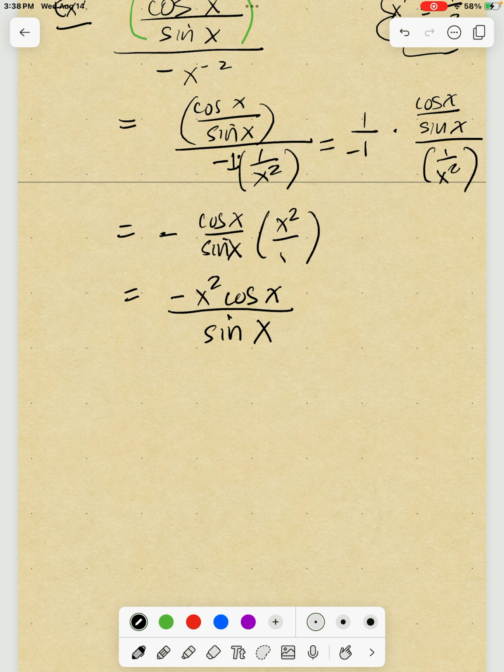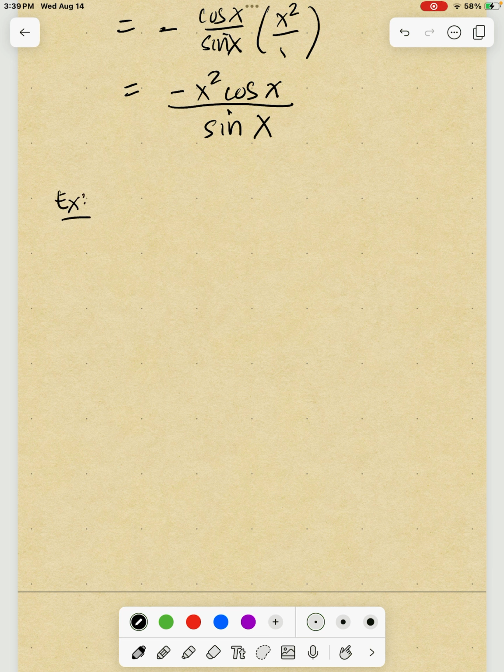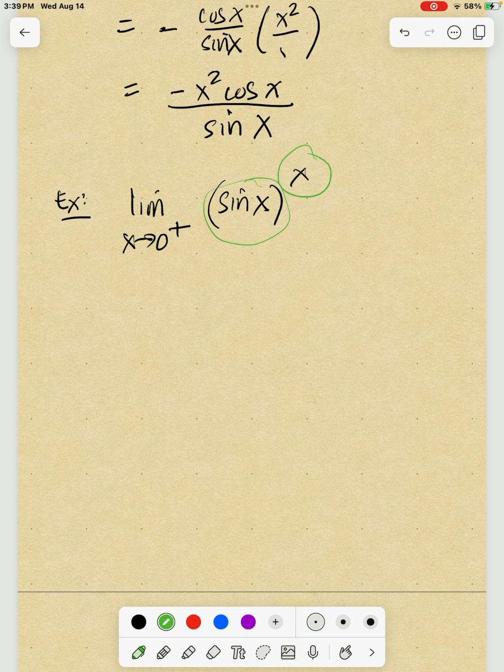And this is the kind of thing that you want to make sure that you can do before you take calculus. Now let's do an example of where this calculation shows up. So let's find the limit as x goes to 0 from the right of sine x raised to the x power. Okay, so this is a limit, and I see that I have something involving x, right? The sine x involves x, raised to something that involves x.